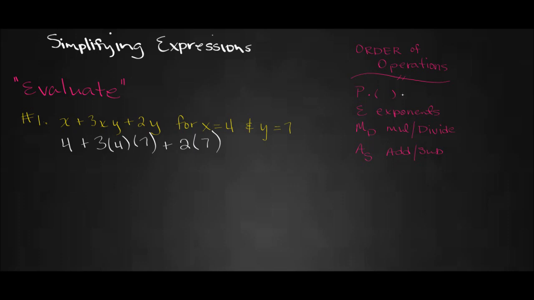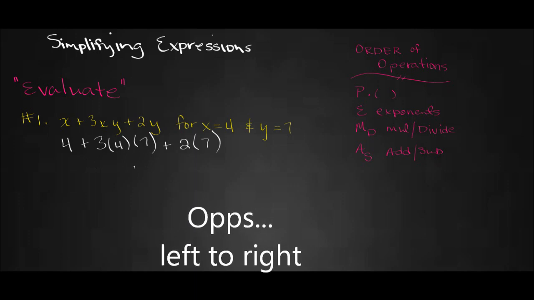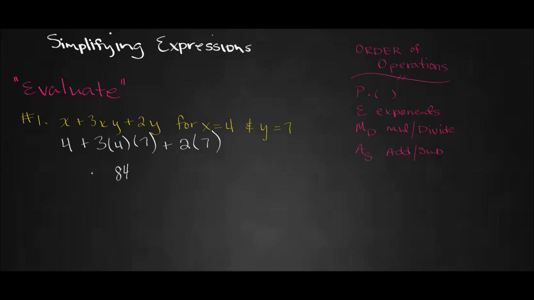Now we don't have any parentheses, we don't have any exponents, so the next thing we're going to do is multiply and divide, and you're going to do that from left to right. So this 3 times the 4 times the 7, you're going to get an 84, and then the 4 is going to hang out for the ride, and then over here you have a 2 times 7, which is going to give you 14. Now the only thing left here is to go ahead and make this nice and pretty, so we end up with 98, 102, which is a much easier expression to take a look at.